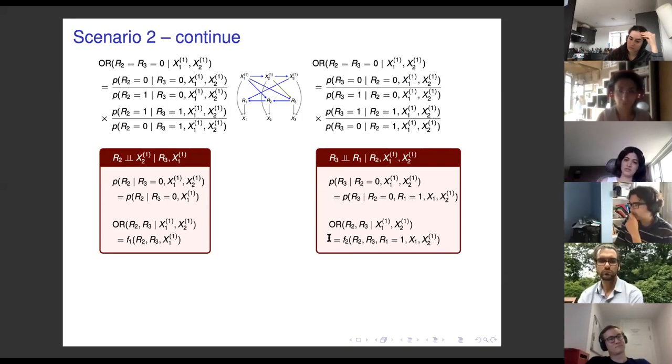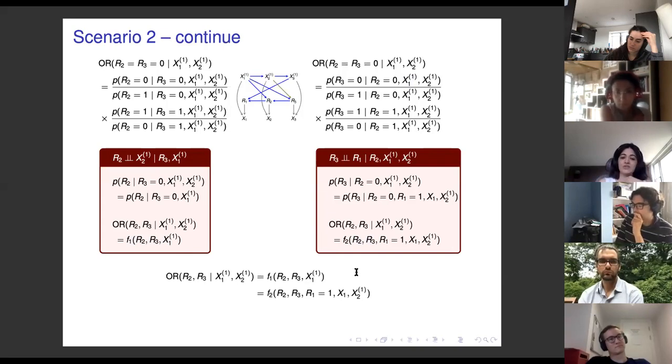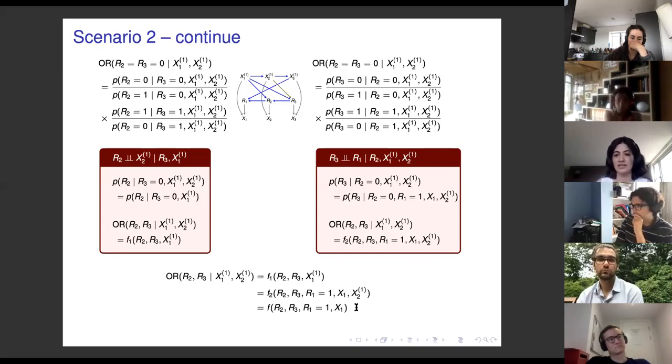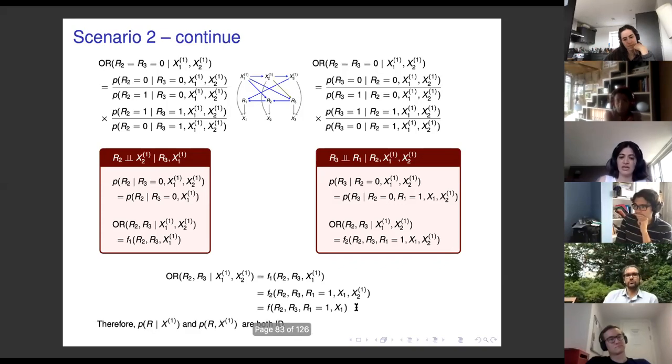Because the odds ratios are symmetric, they are equal, so these 2 functions, F1 and F2, should be equal. That means the odds ratio should be only a function of the intersection of the arguments of these functions. So the odds ratio should be only a function of R2, R3, R1 equals 1, and X1. You can see the right-hand side is now just a function of observed data. Therefore the odds ratio is identified by a slightly different argument, the symmetry argument of the odds ratio. And then again, the missingness mechanism, and as a result, the full law, is going to be identified. Okay, is there any question?